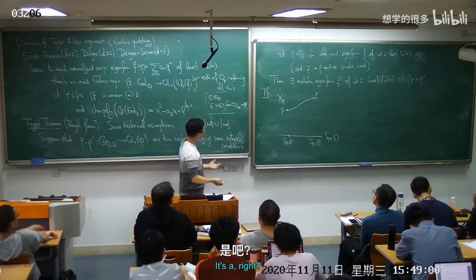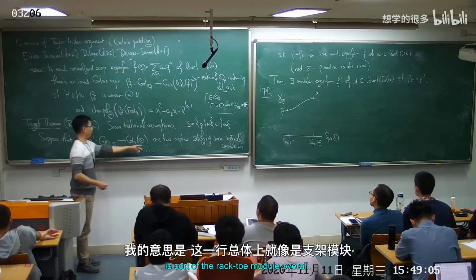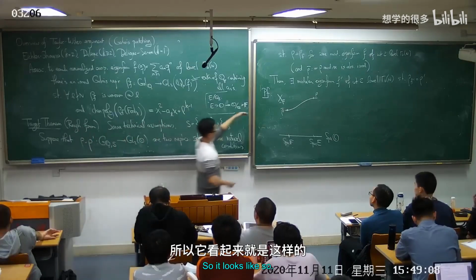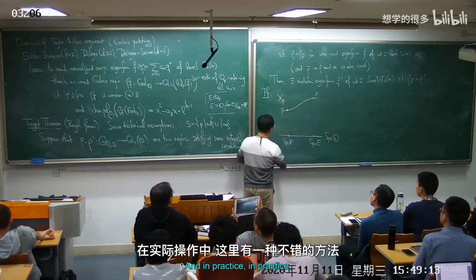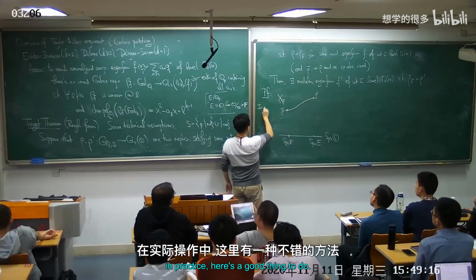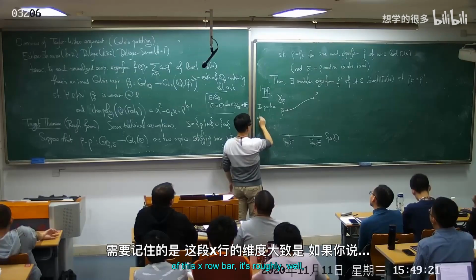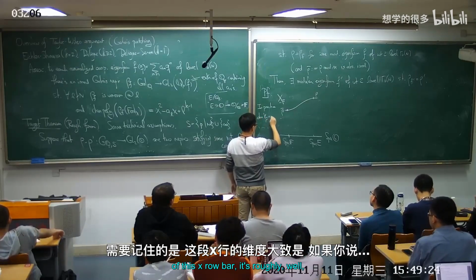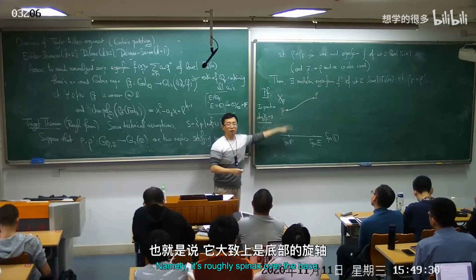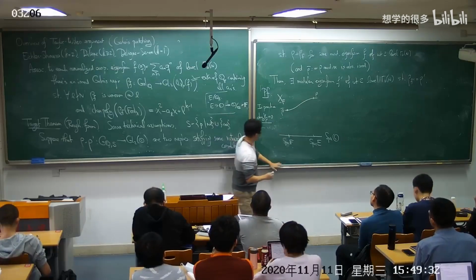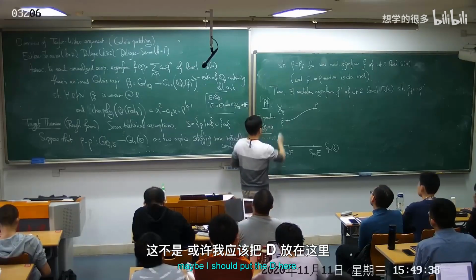Somehow one of the rho, I think of the representation as a coefficient; I guess rho is the whole thing. Right? I mean, rho is a rank 2 module over O. So it looks like so. And if I think of it as a deformation space, it'll be something over Spec of O. And in practice, here's a good thing to remember: the dimension of this X rho bar, relative to O, is 0. Namely, it's roughly finite over the base. I'm lying slightly; maybe I should put a D here.